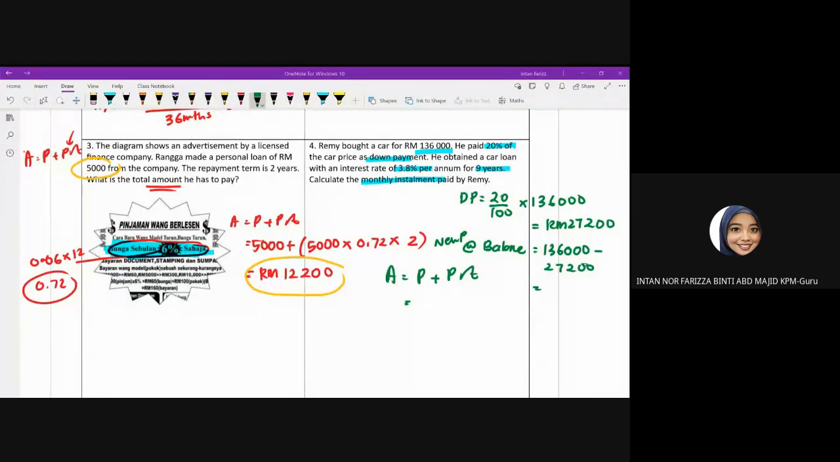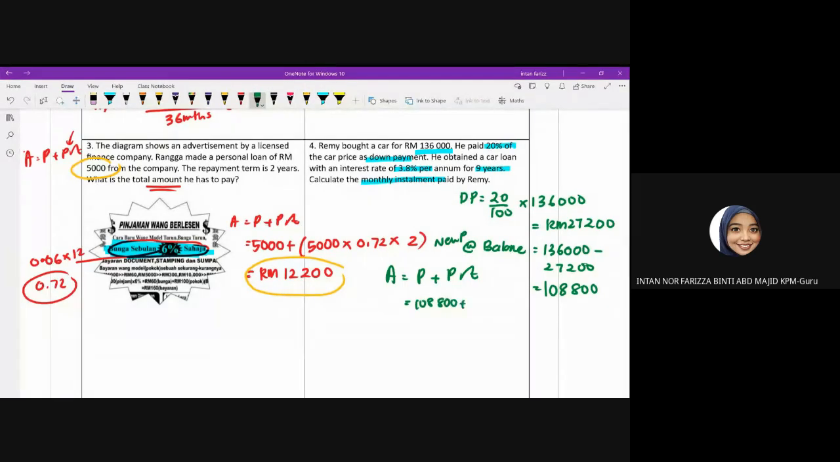Okay, are you still with me or not? Yes, good, Kaira. Yes, that's the answer. So this is the balance. Inilah amount sebenar that he borrowed from the bank. Okay, not the 136,000 tadi. Why did he put such a big amount for down payment? Because this person nak kurangkan his monthly installment.